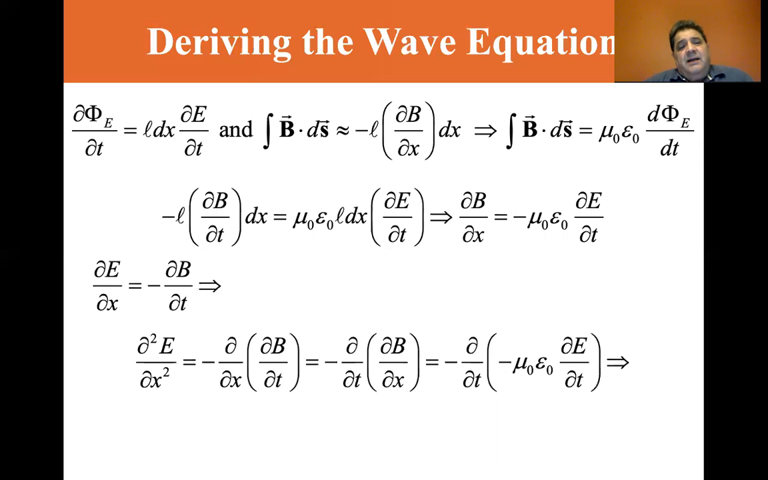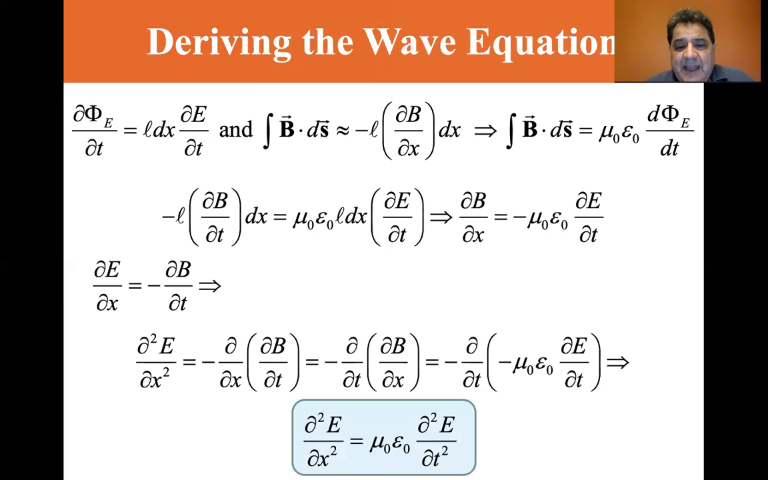We get partial squared E over partial x squared equals minus the partial of x of partial B over partial t, which equals minus partial t of partial B over partial x, which equals mu 0 epsilon 0 partial squared E over partial t squared. And that gives us the partial squared of E over partial x squared equals mu 0 epsilon 0 partial squared E over partial t squared.